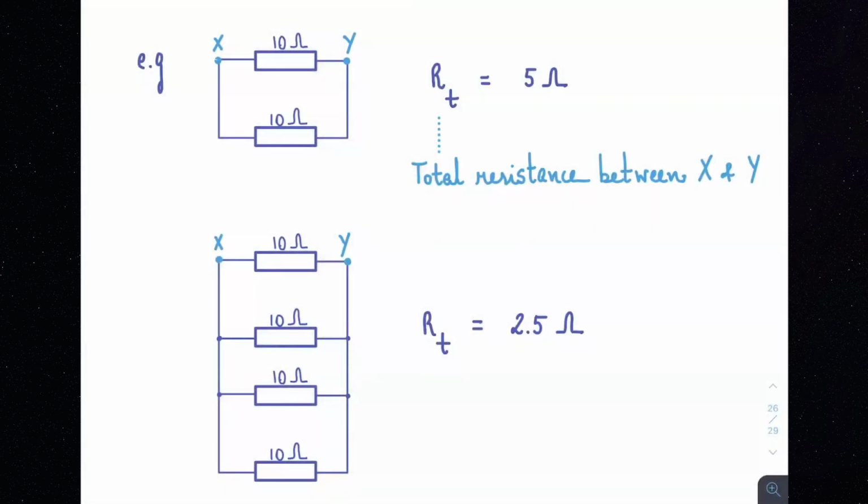For example, with two resistors in parallel, 10 ohms each, the total resistance between points X and Y is 10 over 2, so 5 ohms. On the other hand, with four 10 ohm resistors in parallel, the total resistance between X and Y is 10 over 4, so 2.5 ohms. So the total resistance is halved.